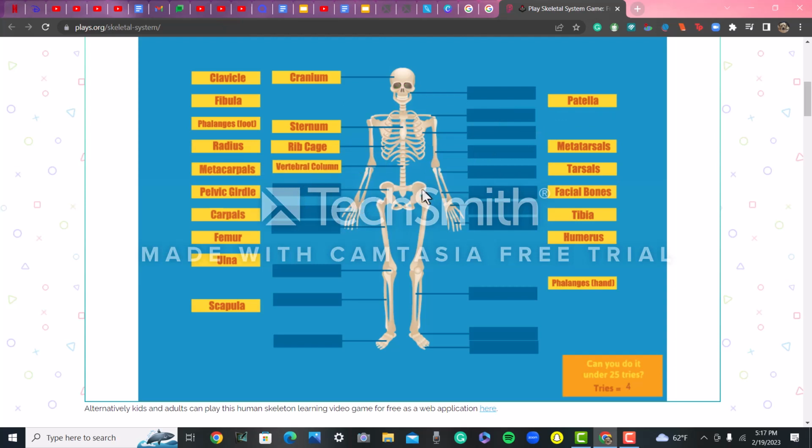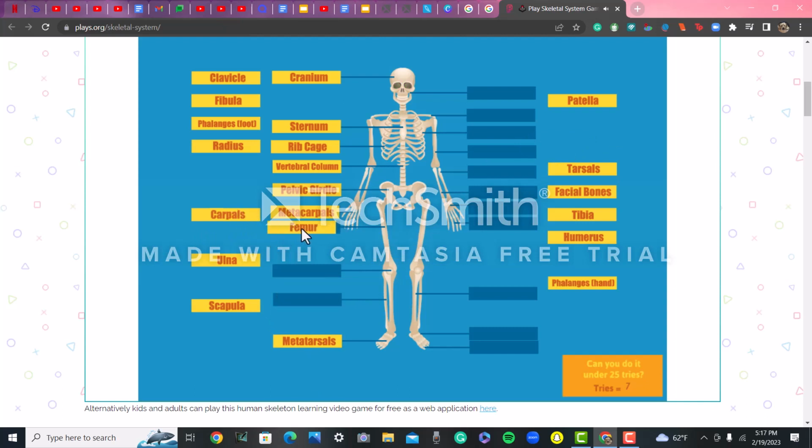Then we have the pelvic girdle. And then we have the metacarpals. Not metatarsals. Metacarpals are in the hand and metatarsals are in the feet. Femur is the strongest and the largest bone in the body.